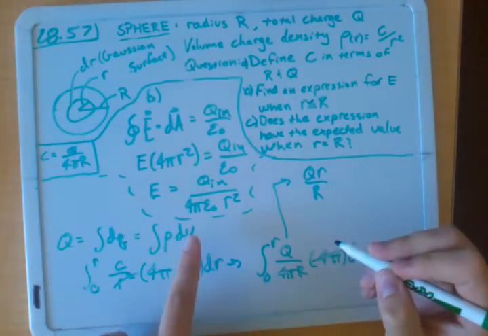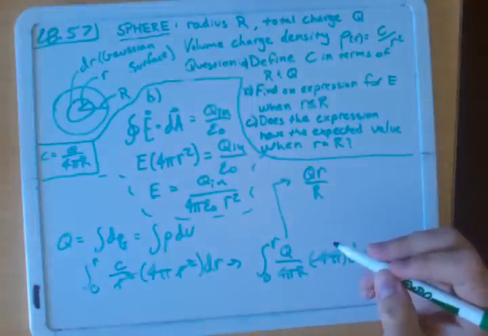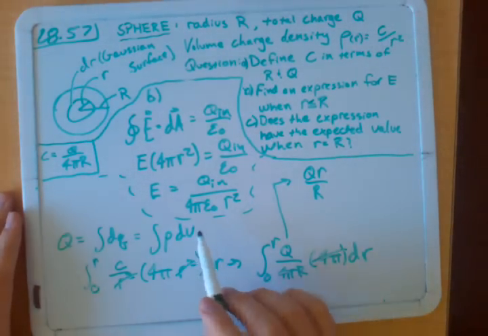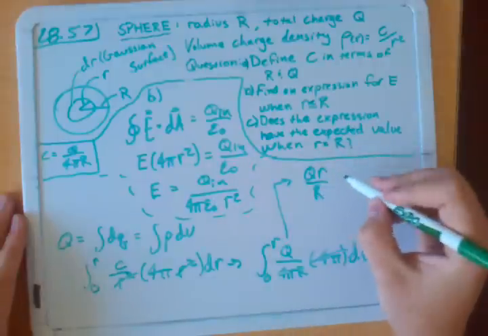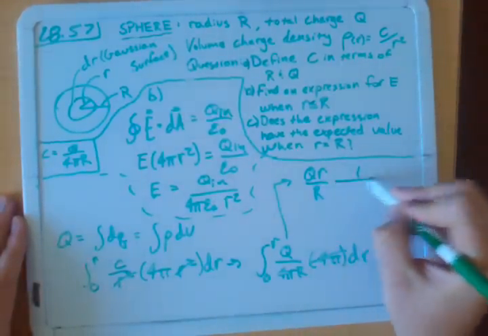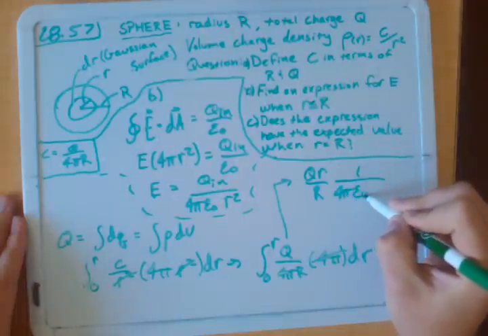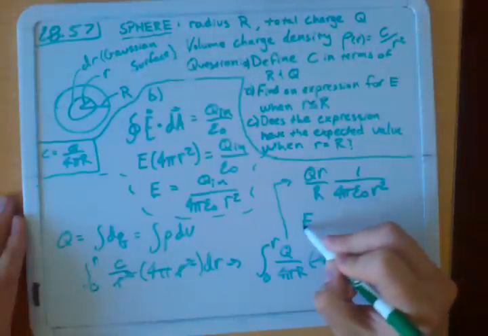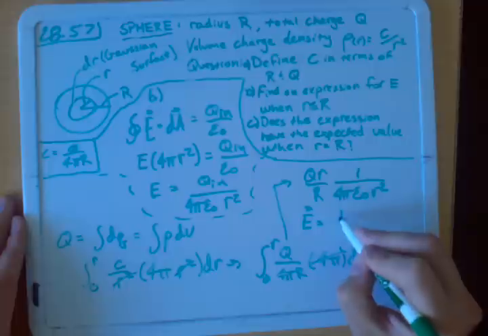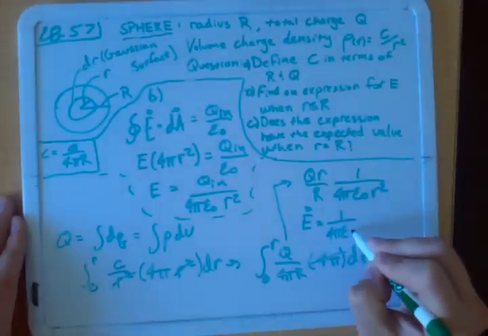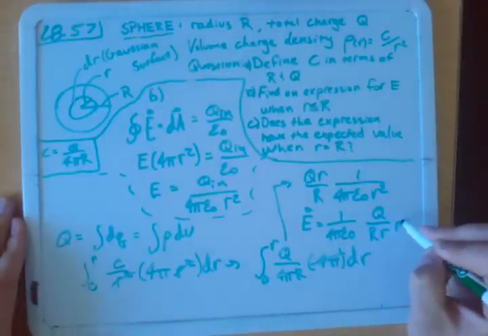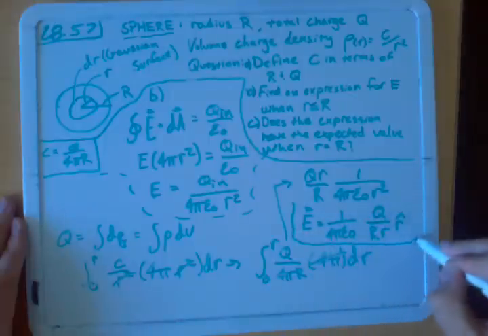And we know that the electric field is q, the charge enclosed, divided by 4 pi epsilon naught r squared. So we're going to go ahead and plug this in for q. So we get Q r over R times 1 over 4 pi epsilon naught r squared, which then in turn makes the electric field, when r is less than R, equal to 1 over 4 pi epsilon naught times Q over R times r hat, because this is still a vector and still needs to be solved. So this is the answer for part B.